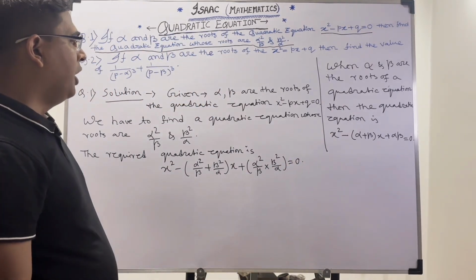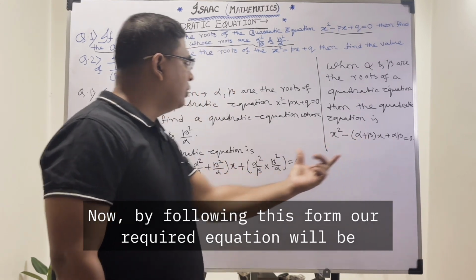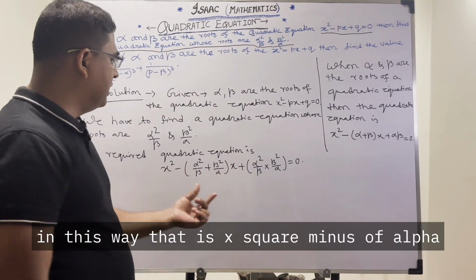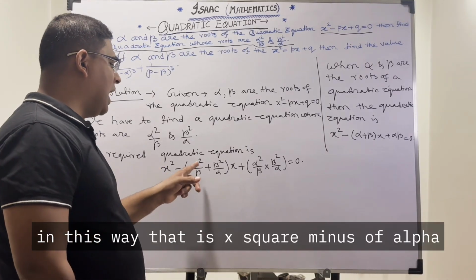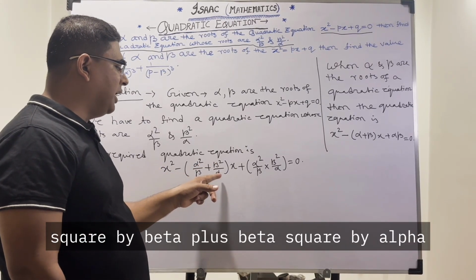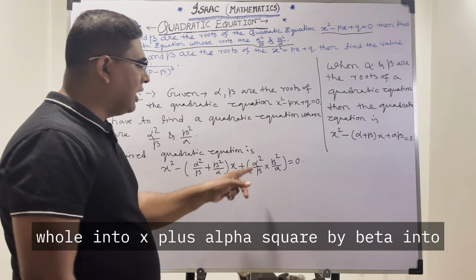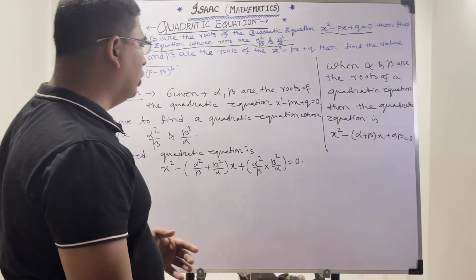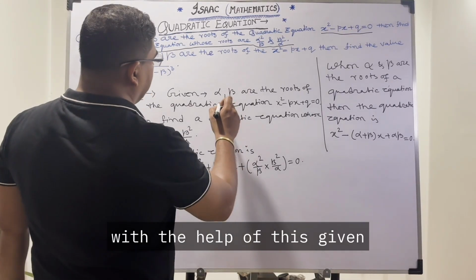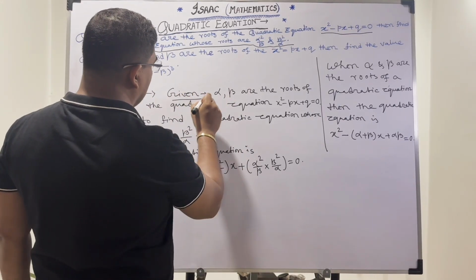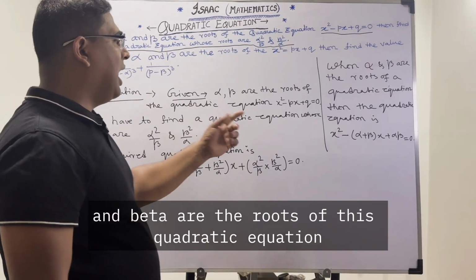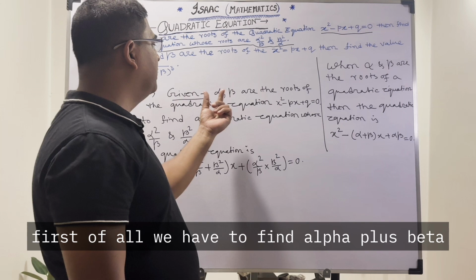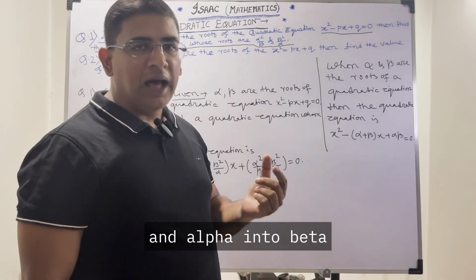Now by following this form, our required equation will be in this way, that is x square minus of alpha square by beta plus beta square by alpha whole into x plus alpha square by beta into beta square by alpha equals to 0. So with the help of this given, that means alpha and beta are the roots of this quadratic equation, first of all we have to find alpha plus beta and alpha into beta.